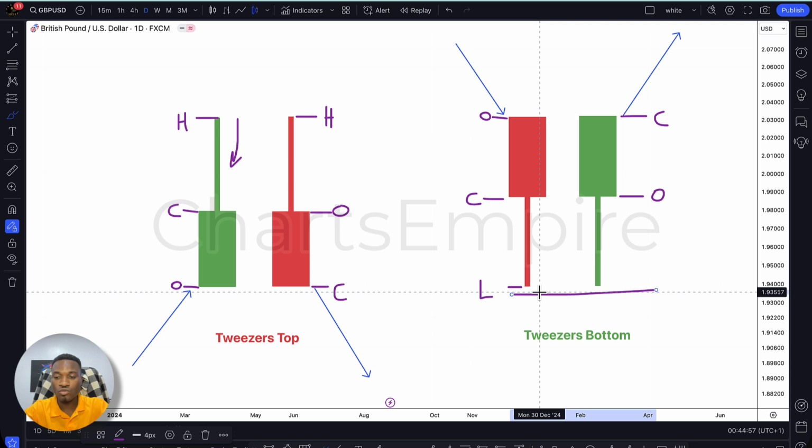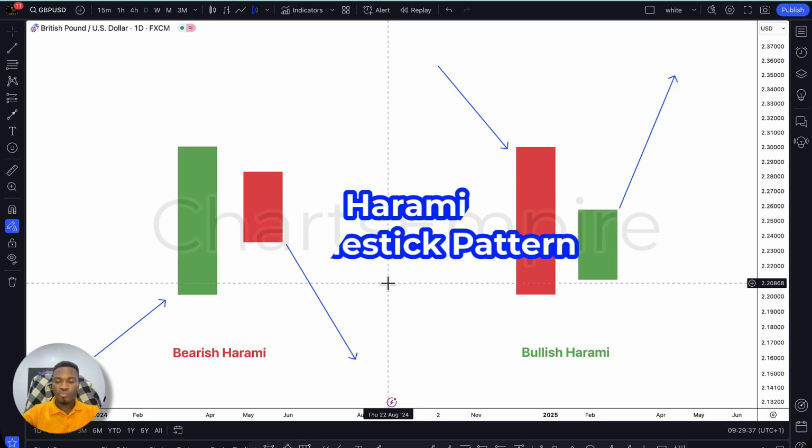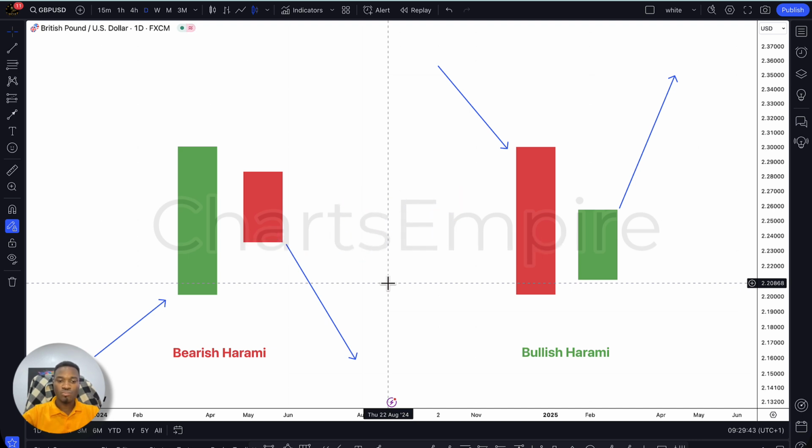Now let's move on to the next candlestick on our list. The next candlestick pattern on our list is the Harami candlestick pattern. The bearish pattern is called the bearish Harami, and the bullish pattern is called the bullish Harami. So what is the Harami candlestick all about? You have to be very careful whenever you want to trade this candlestick pattern, because it seems like a complicated candlestick pattern, right?